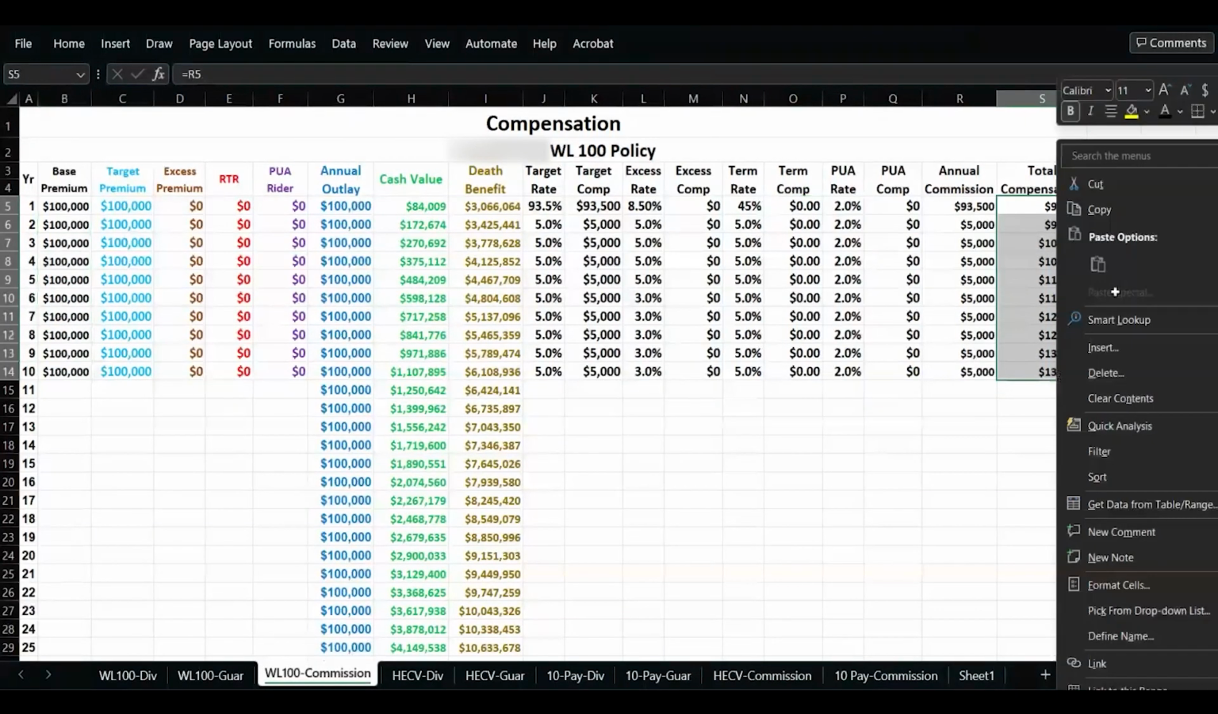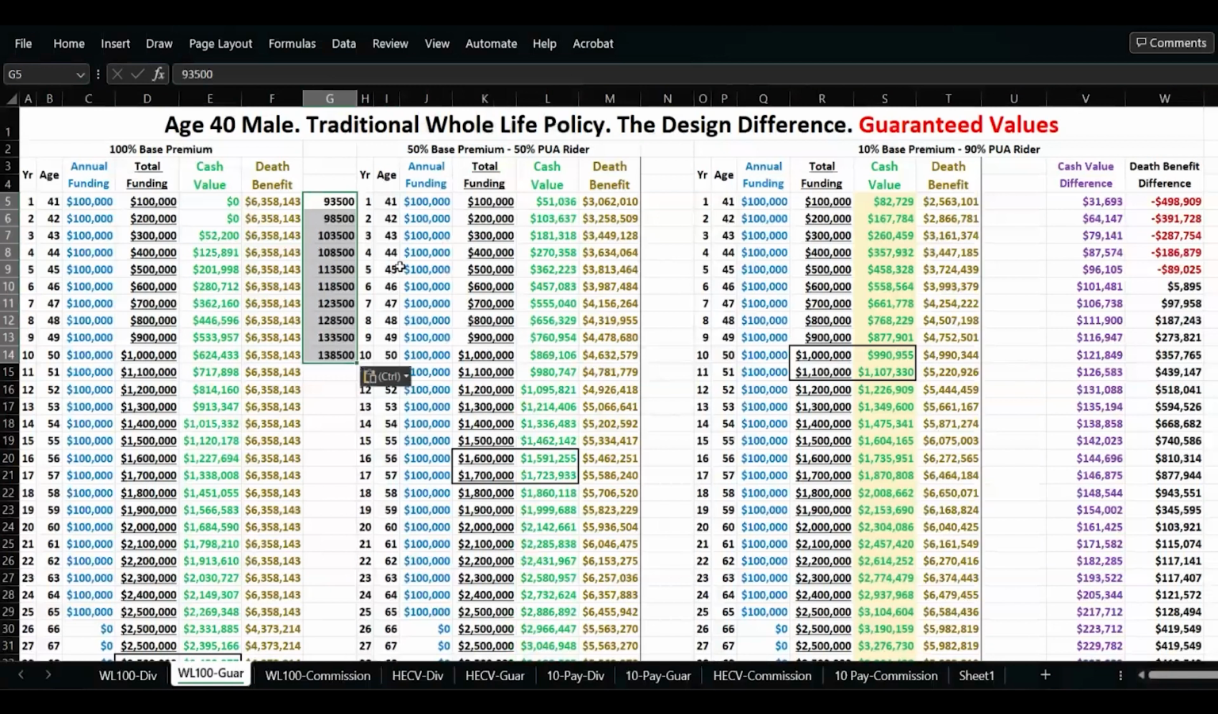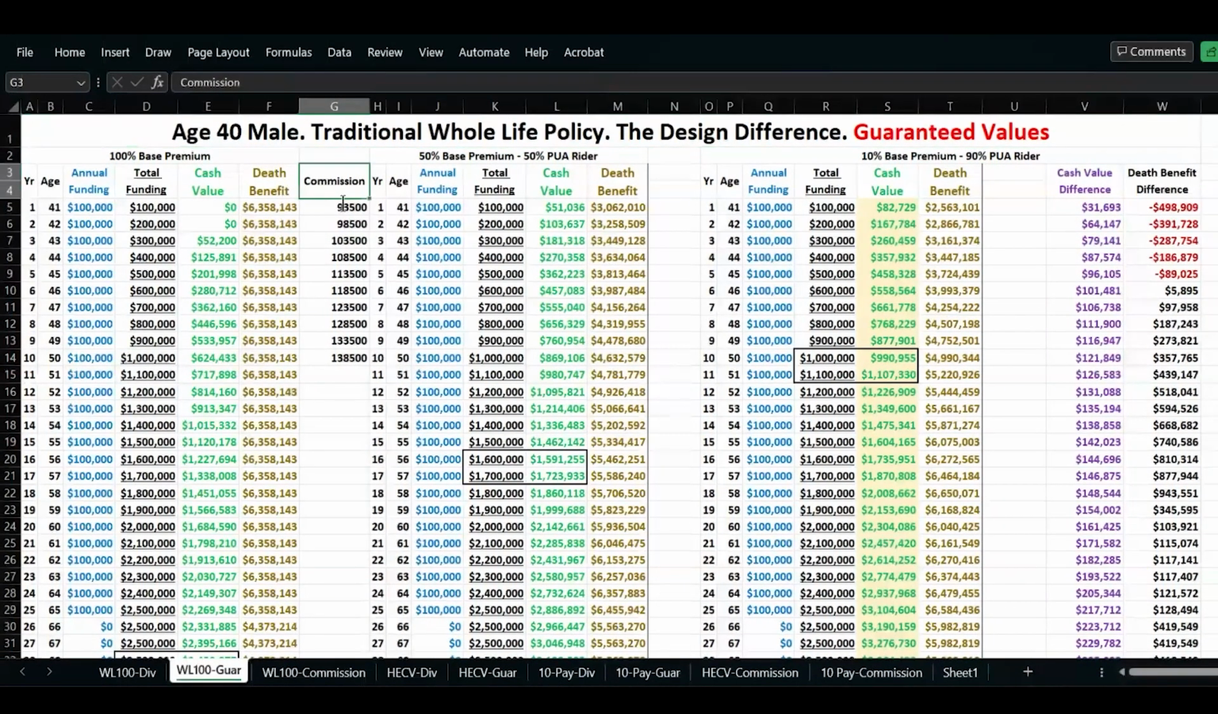Here's all I want to hit. I'm just going to take the total commission. So we've got the annual here every year. First year, 93.5%, $93,000 and change. It's not bad. There we go. But there's your commission. And this is the total running commission in this example, not per year, because we're just taking the annual amounts and tallying them up.